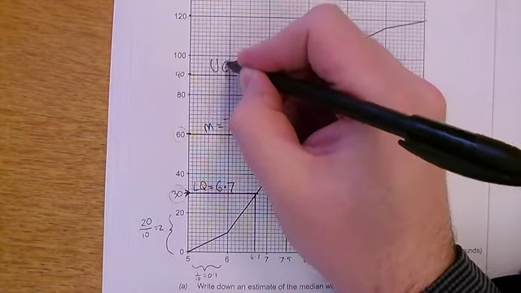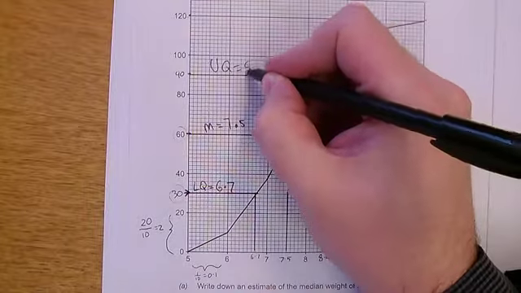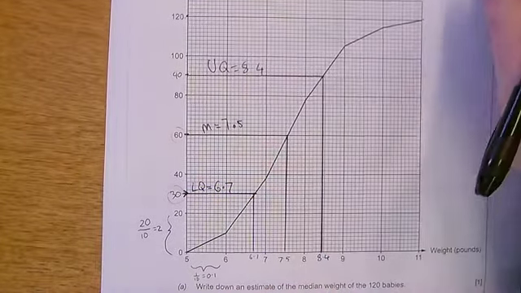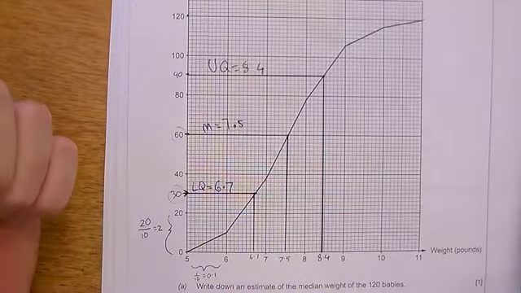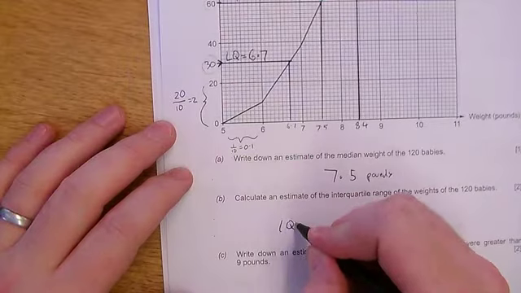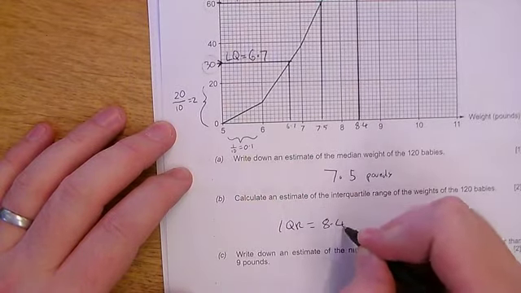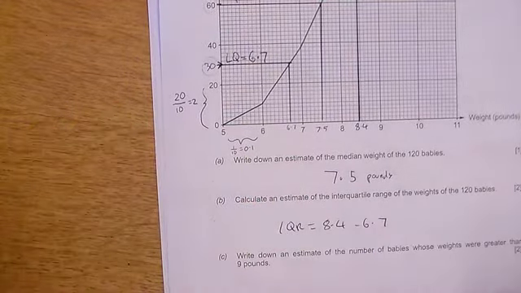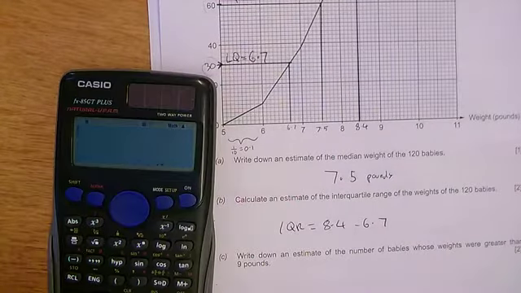So my upper quartile is 8.4. Interquartile range, remember range from all the calculations done before is the highest, take away the lowest. So interquartile range is 8.4, take away 6.7. Again, please remember to calculate paper.